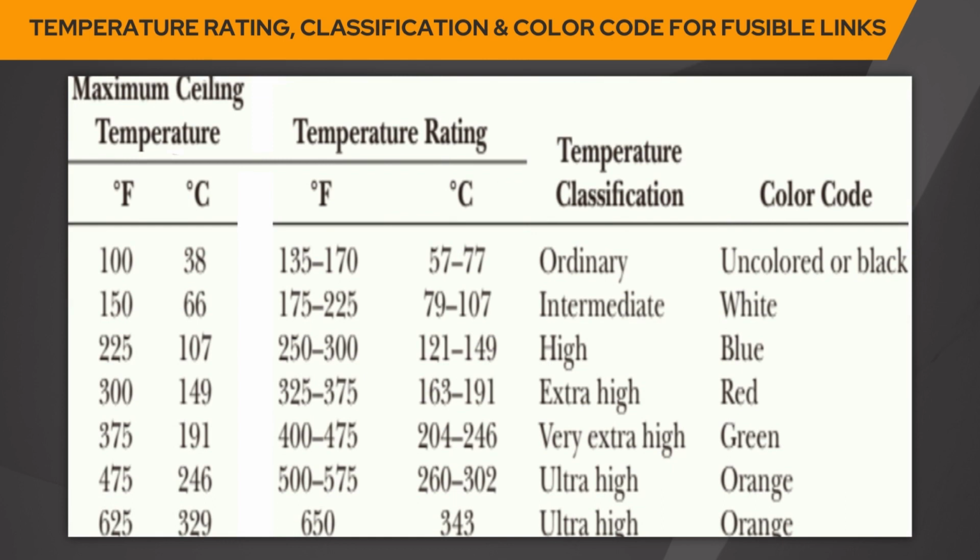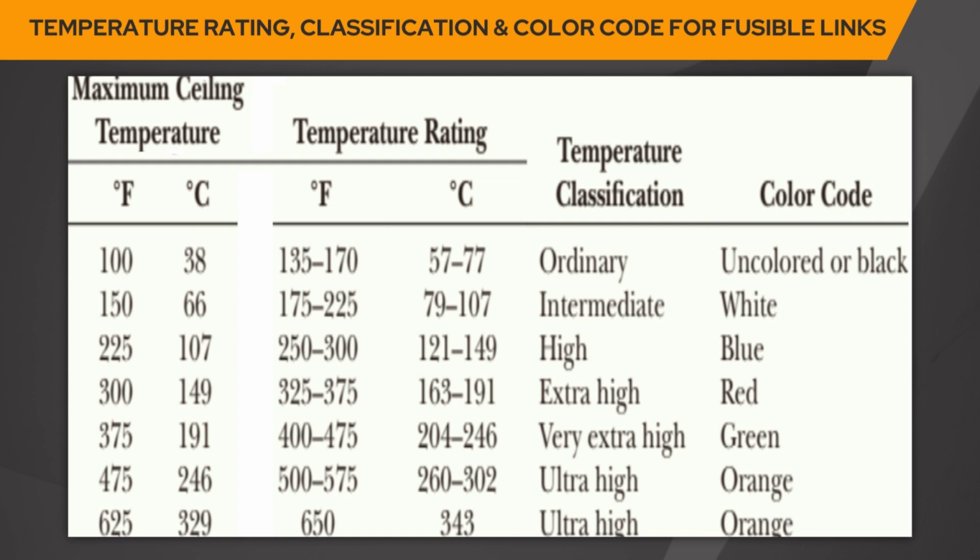If the ceiling temperature is 107 degrees centigrade maximum, then the temperature rating shall be 121 to 149 degrees centigrade, the temperature classification shall be high, and the color shall be blue. If the ceiling temperature is 141 degrees centigrade, then the temperature rating shall be 163 to 191 degrees centigrade, and it is rated as extra high and colored red.